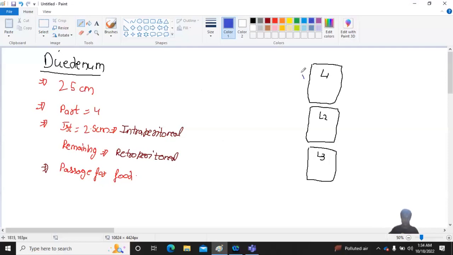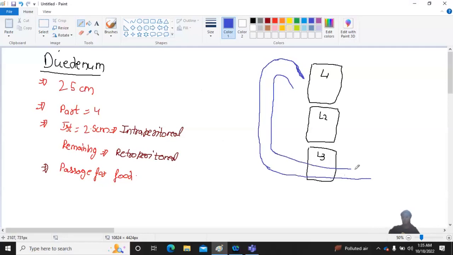First part goes, then it descends, and then it crosses the border and comes to the left side like this. Then again it ascends. So now we know there are four parts of the duodenum. So these are the four sections.